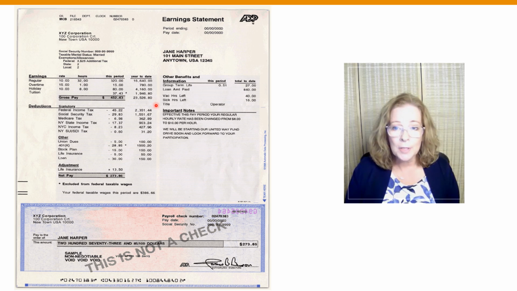In the important notes section, the company communicates changes or announcements. The check on the bottom of the page shows the net amount payable. This can either be an actual check that the employee deposits, or if it's a direct deposit, there would be a note that shows the bank account the amount was deposited into.